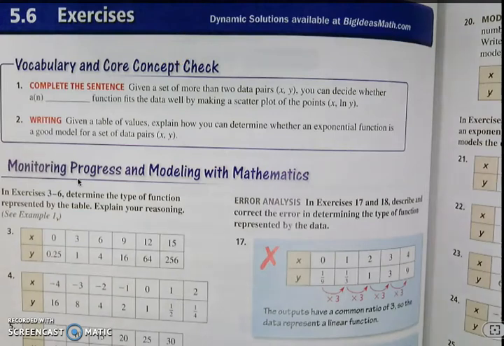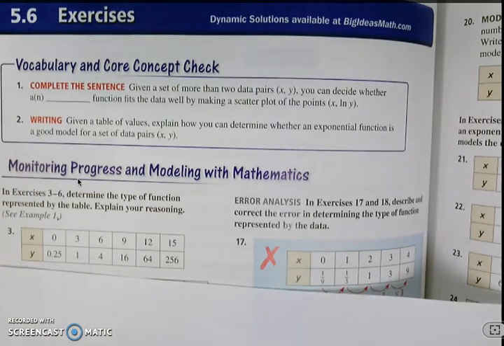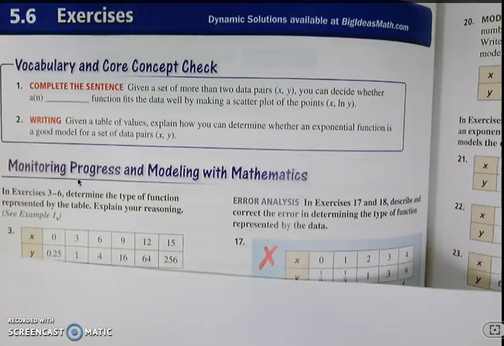All right, students, I'm going to be going over the questions and such for page 294, the 5.6 assignment. A couple things going on in this one. One is the tables, and two is find an equation. So for the table ones, you don't need to find an equation. You just need to determine the type and how it's changing.